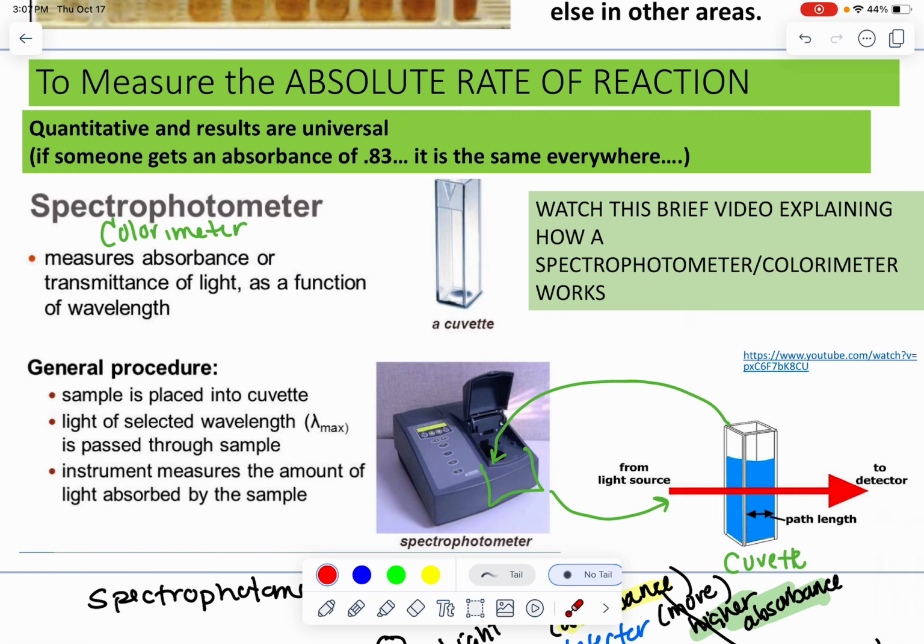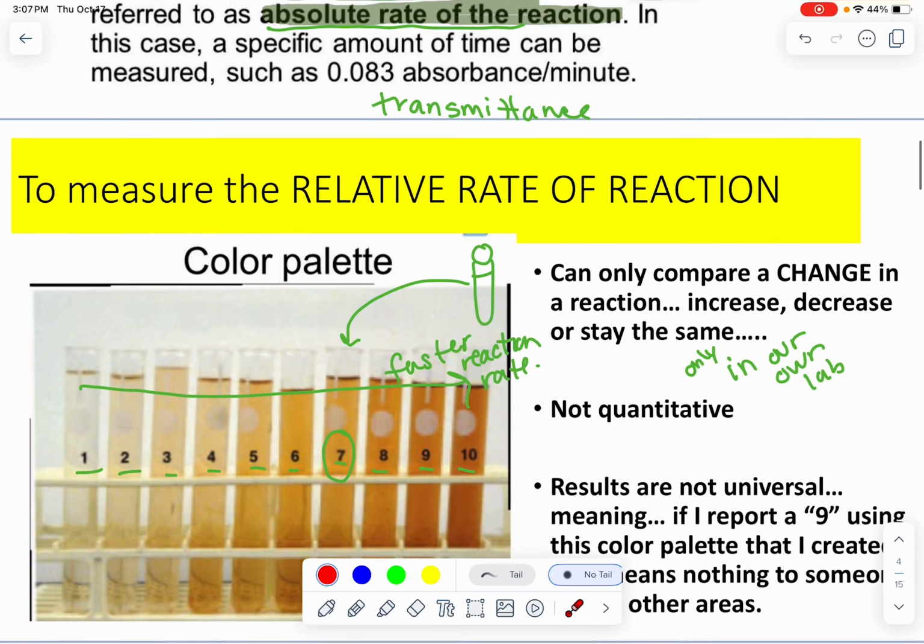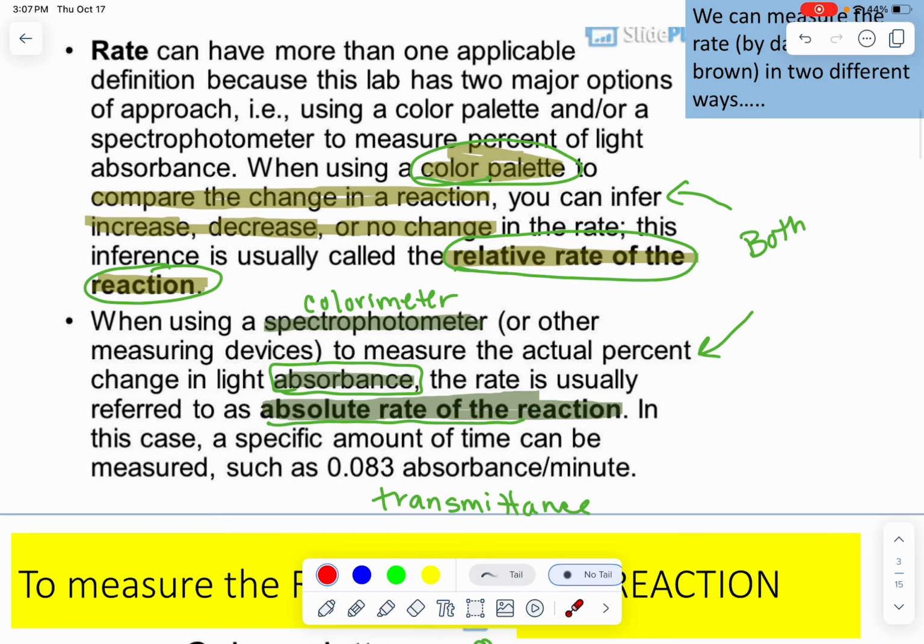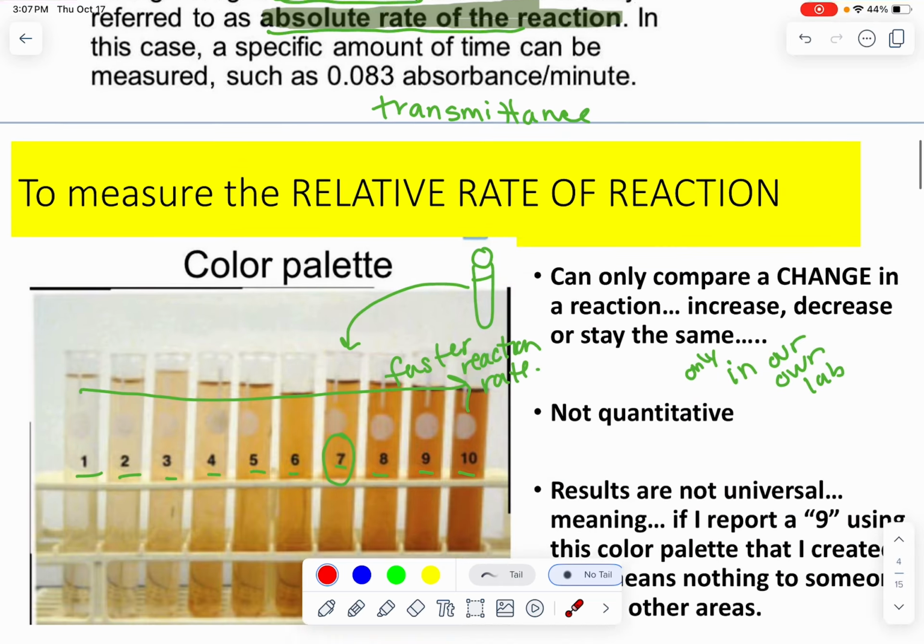And this is going to be our absolute rate of reaction. So going back here, you're going to measure both, okay? You're going to measure the rate of the reaction using the color palette. You just look at the picture and pick what number you think it is. And then you're going to also put a sample of it into the cuvette and into the colorimeter and get an absorbance reading, which will be the absolute rate of reaction. And assuming this works, sometimes these machines don't work, this is what we're going to graph because it's a better way to measure, more universal, okay?